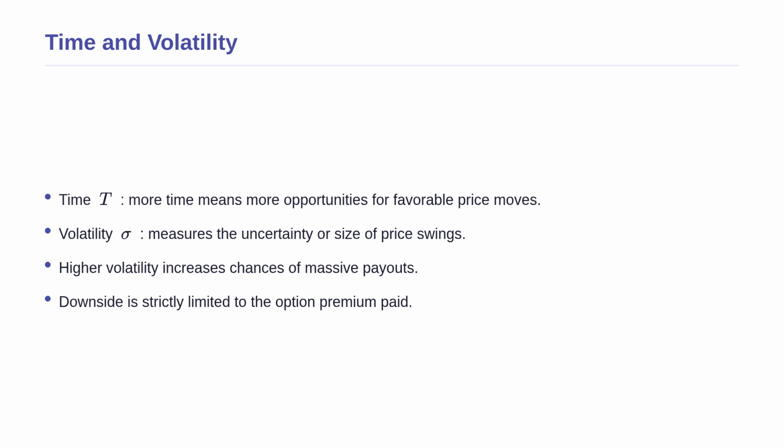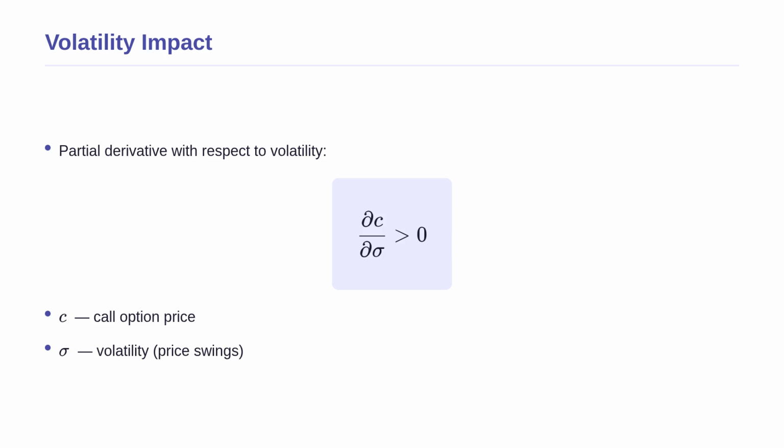Volatility measures the uncertainty or the size of the price swings. Because your downside is strictly limited to what you paid for the option, larger price swings increase the chances of a massive payout without increasing your maximum possible loss. This brings us to the mathematical relationship for volatility.